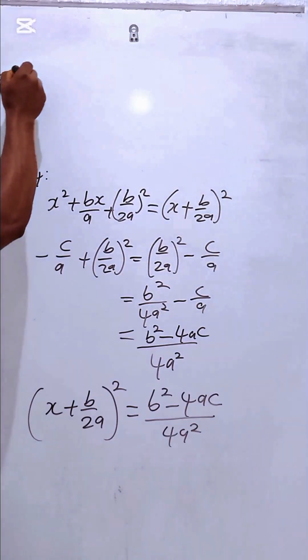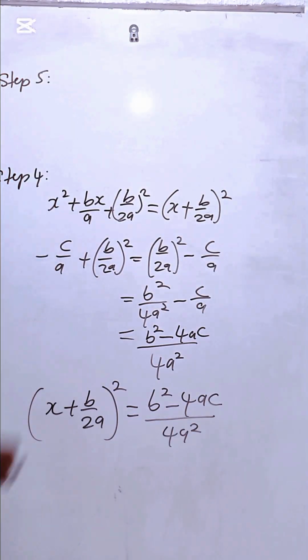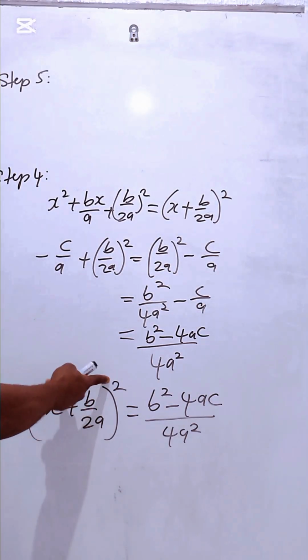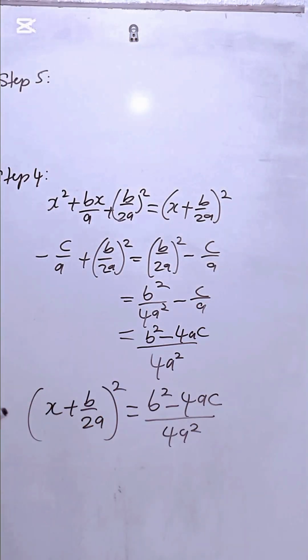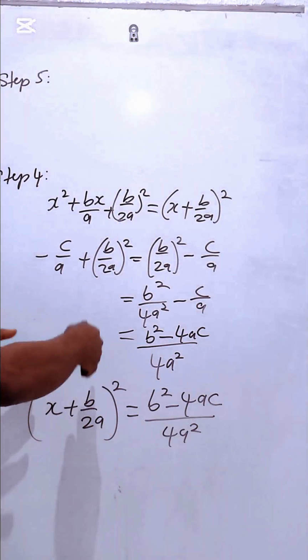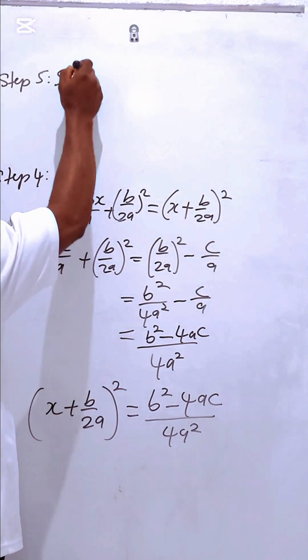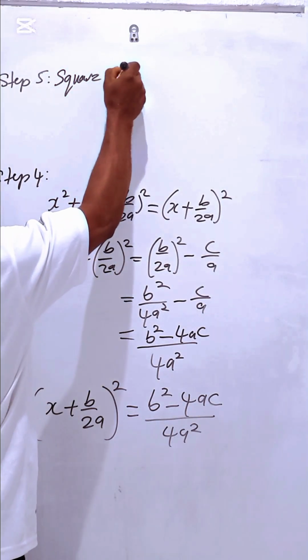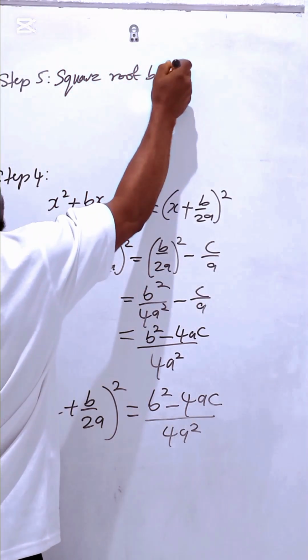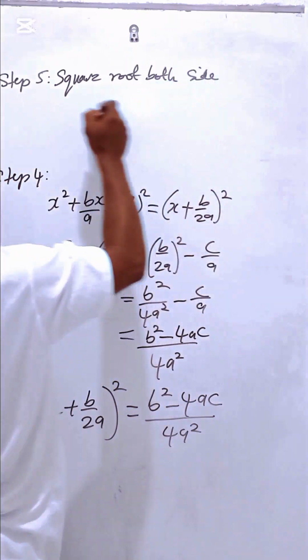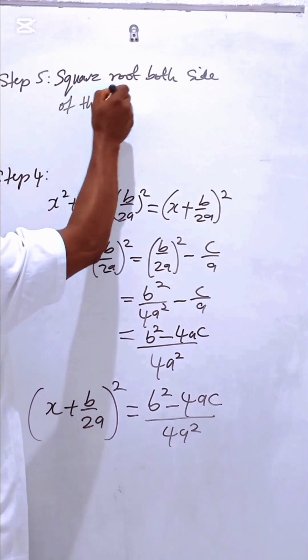Step 5, I'm going to square root both sides of the equation. The reason why I'm doing that is to eliminate this square from this expression here so that I can simplify this expression further. So square root both sides of the equation.